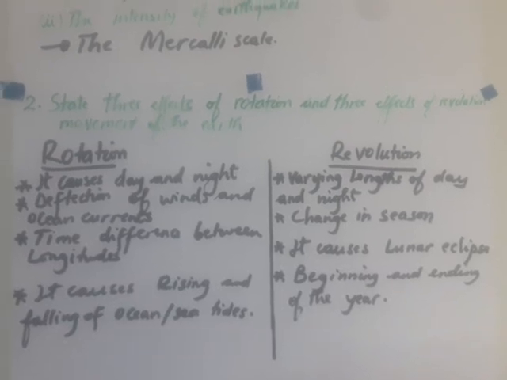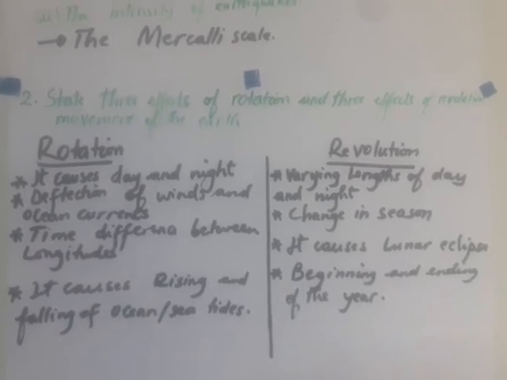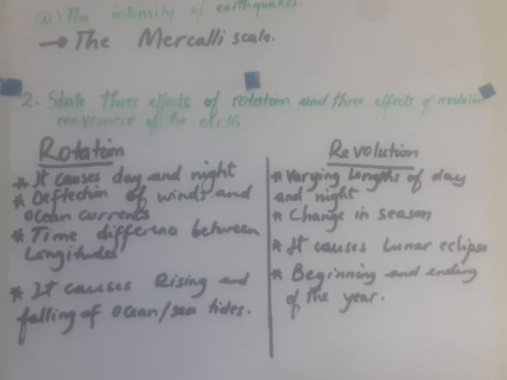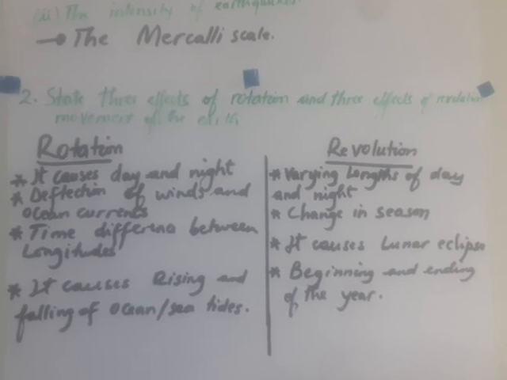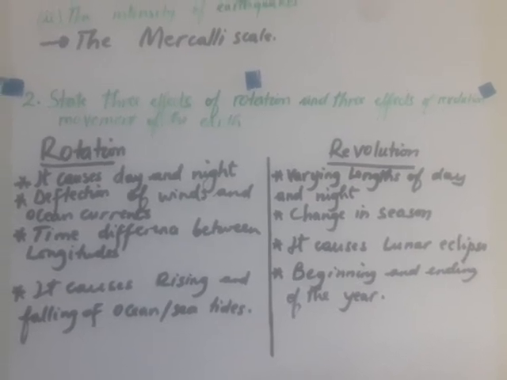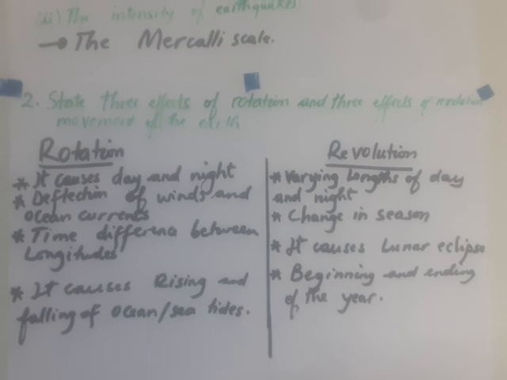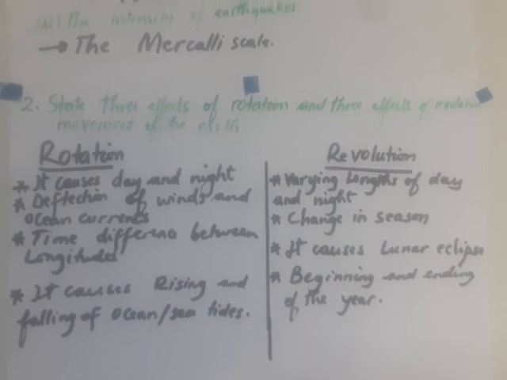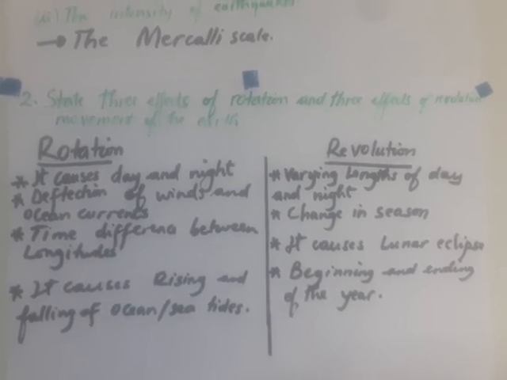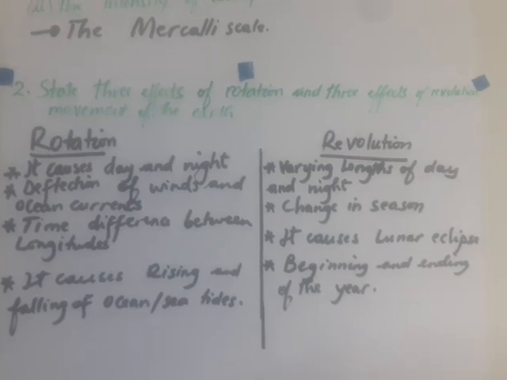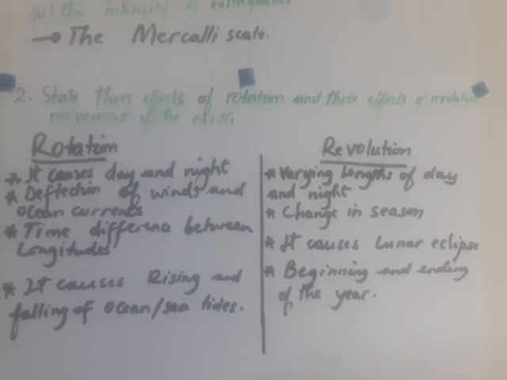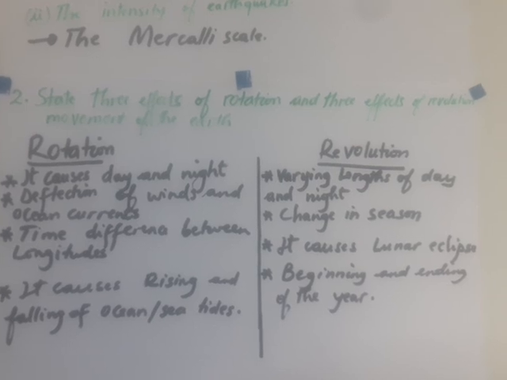We have deflection of winds and ocean currents. The earth rotates from the west to the east. So when the earth is rotating from the west to east, the winds in the southern hemisphere will deflect to the left, while those of the northern hemisphere will deflect to the right. So therefore that is also an effect.